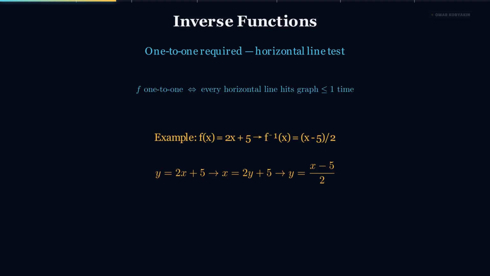Step 3. Solve the swapped equation for y. From x equals 2y plus 5, subtract 5 from both sides to get x minus 5 equals 2y, then divide by 2 to get y equals the quantity x minus 5 over 2. The expression on the right is the inverse function rule, f to the negative 1 of x equals the quantity x minus 5 over 2. Verify by composing: f of f inverse of x equals 2 times the quantity x minus 5 over 2, plus 5, equals x minus 5 plus 5, equals x. The composition produces the identity, confirming the inverse.